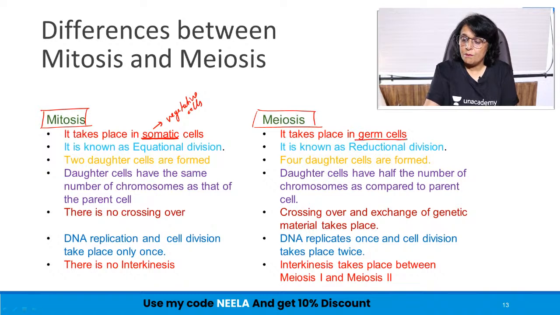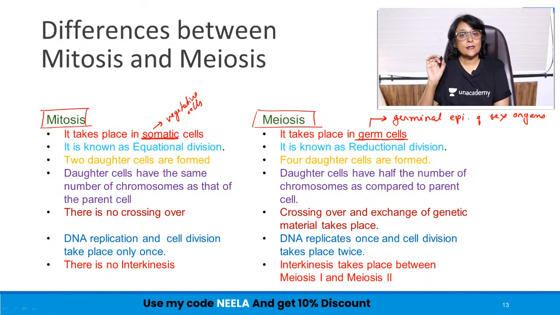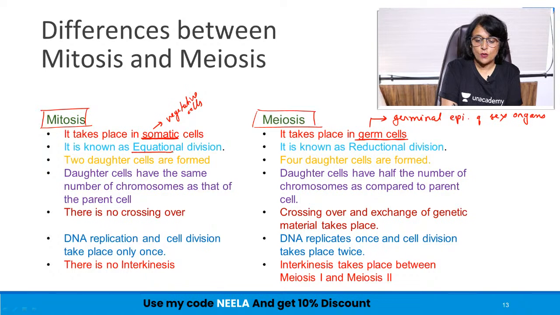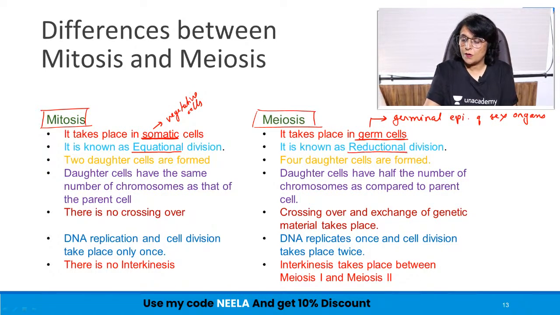Whereas meiosis takes place in germ cells, and these germ cells normally are present in the germinal epithelium, which is present in the sex organs. Germinal epithelium of sex organs. So that's where the cells are, and these germ cells are the ones which are capable of dividing by meiotic division. Mitosis is known as equational division, meiosis is called reductional division.